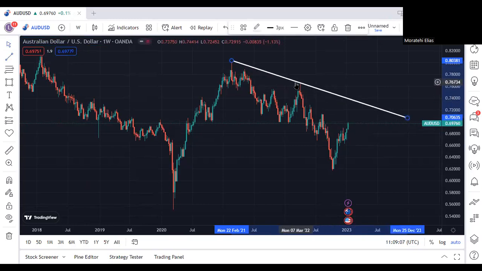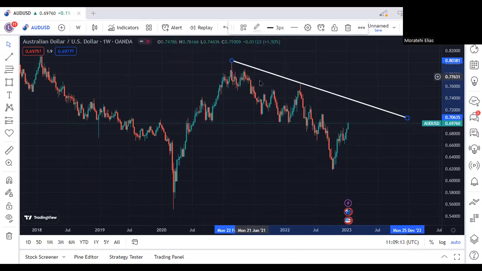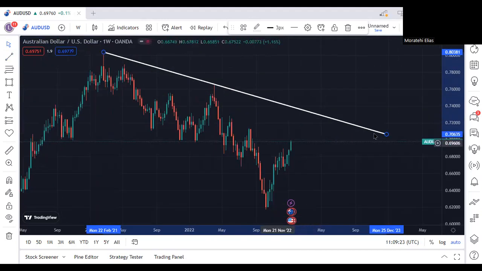For using a trend line, if you want it to work for you, this is how you identify it. This is a weekly time frame. You can see this is the first time touch, this is the second time touch, and then where am I expecting the market to turn, by looking at the trend line of mine? I'm expecting the market to turn here to this level.